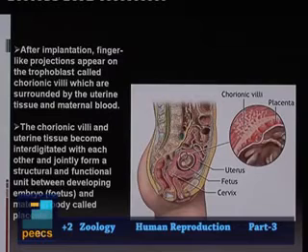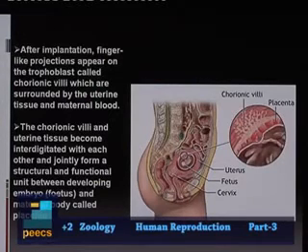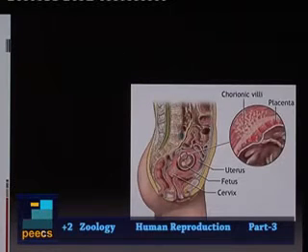Now, the chorionic villi and uterine tissue become interdigitated with each other. I repeat, they become interdigitated with each other, and it will result in a structural and functional unit of the development, and we call it the placenta. So here you can see the placenta is formed in this portion. The chorionic villi first formed, and further it results in the formation of a placenta.